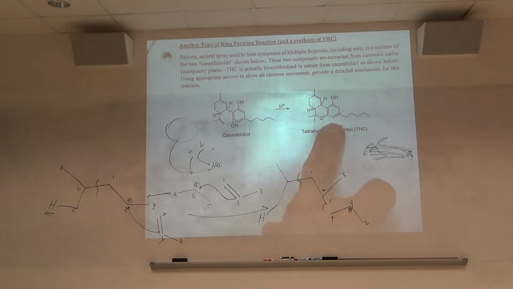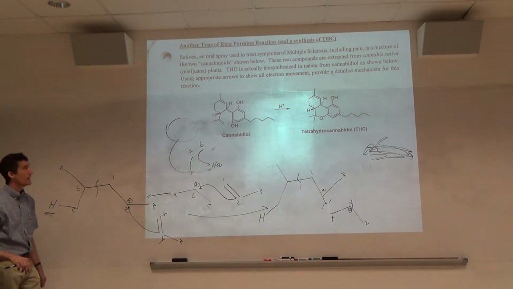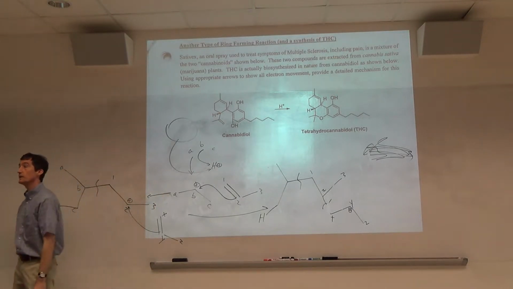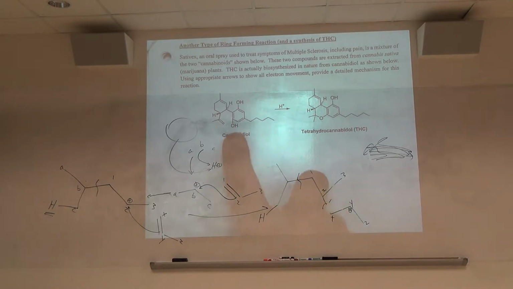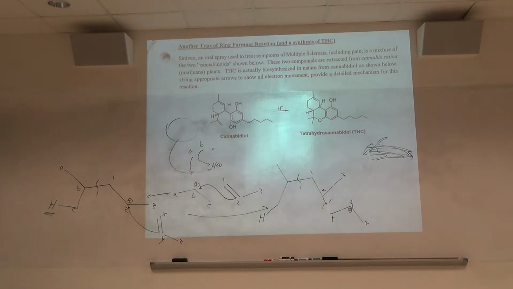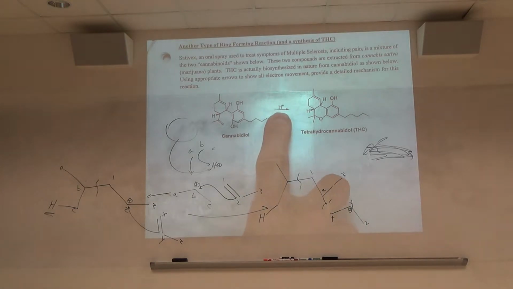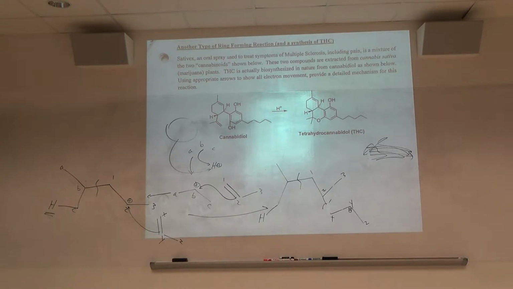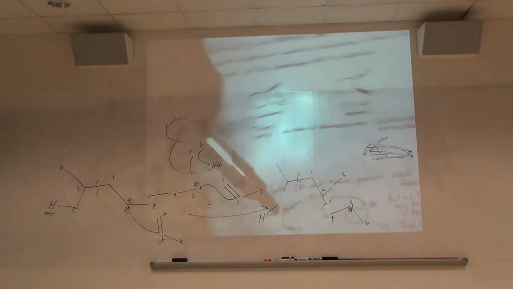The marijuana plant makes it from this. How does it do it? Well, you can show a mechanism for it. Now, it's amazing that that little plant with the little leaves on it can do chemistry like this. All it takes is a little H+ catalyst. So try that mechanism. You can make your own THC.